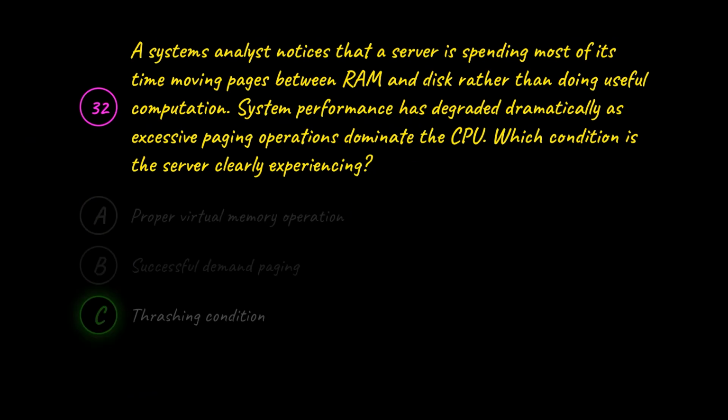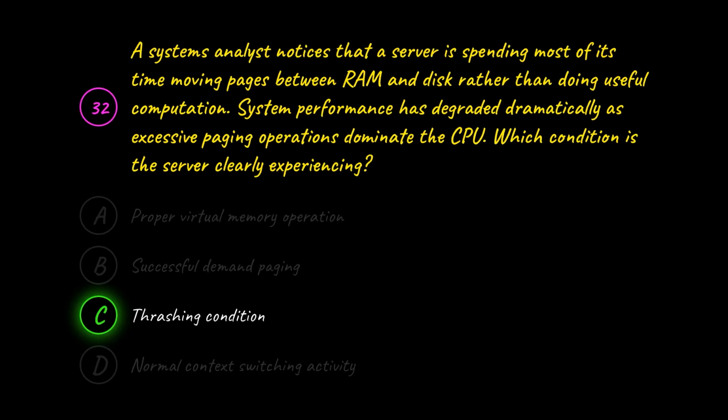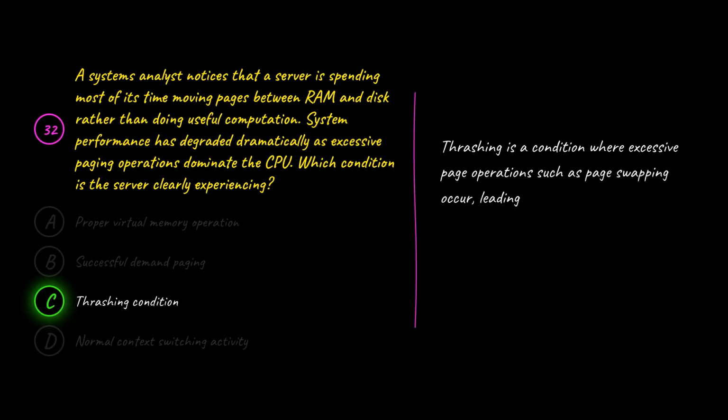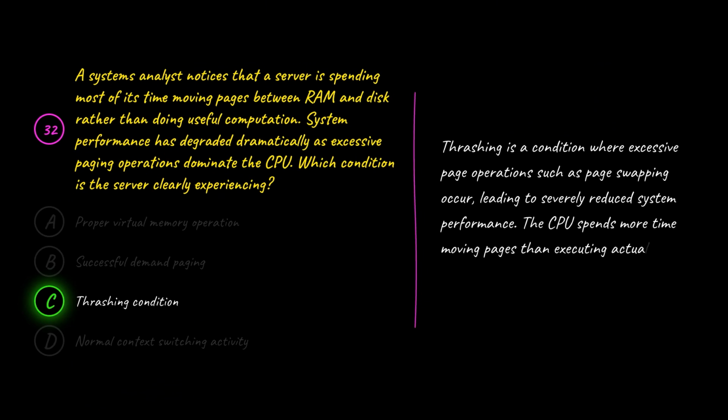The correct answer is C. Thrashing condition. C is correct because thrashing is a condition where excessive page operations such as page swapping occur, leading to severely reduced system performance. The CPU spends more time moving pages than executing actual useful program instructions efficiently.